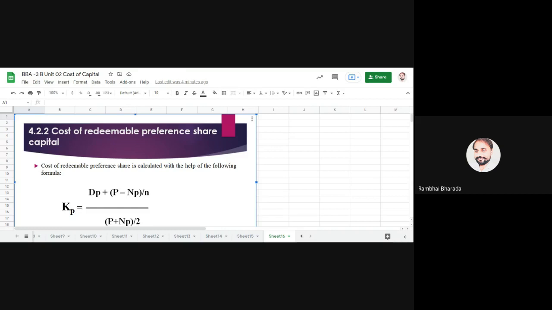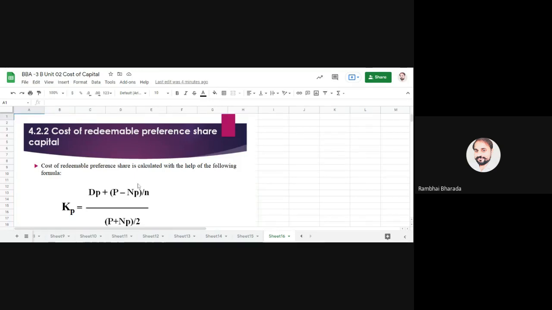Redeemable value means value of shares at a time of redemption. Simple. Okay, सबको समझ में आ गया? Redeemable value means value of a share at a time of redemption. Now, look at the formula.